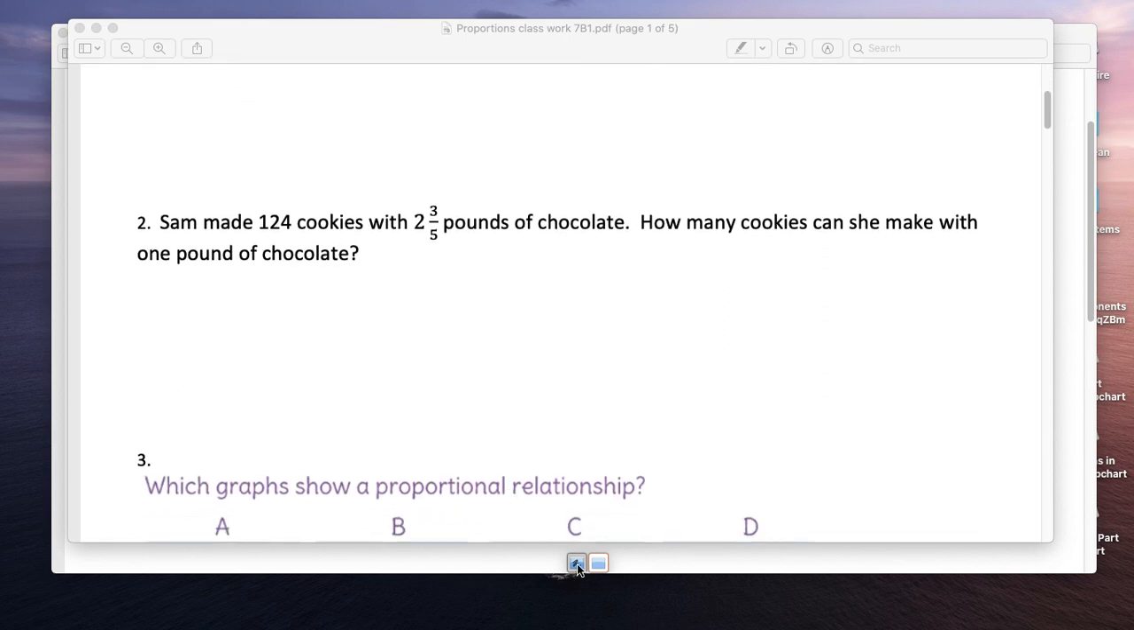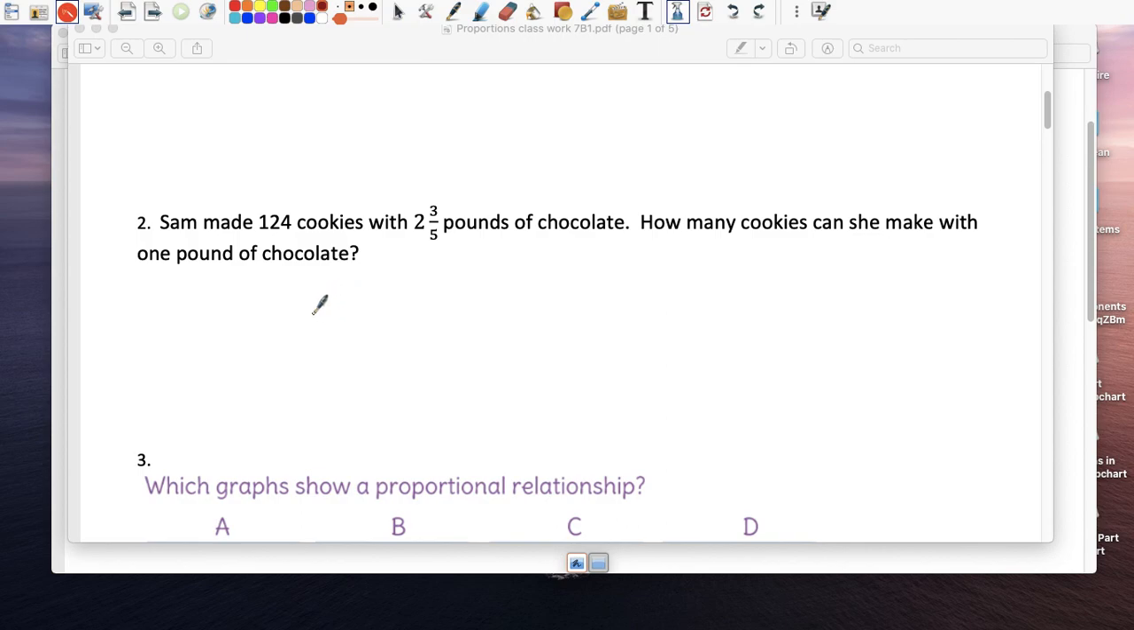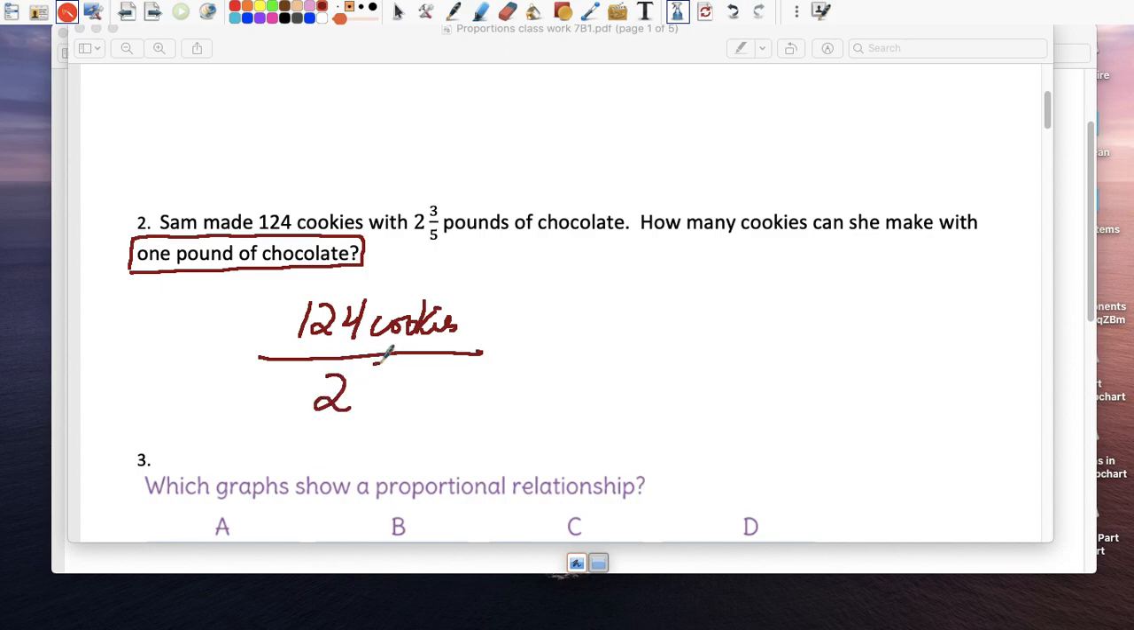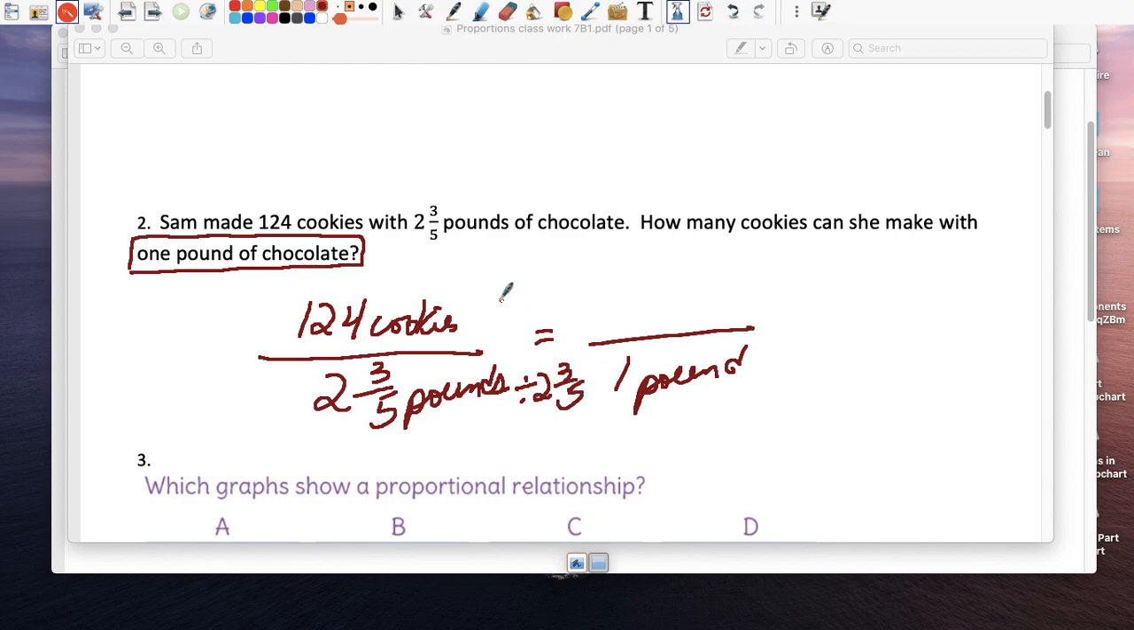All right, so again, we're going through the process of writing this properly. 124 cookies. It says per 1 pound, so we want the unit rate per 1 pound. So pound goes at the bottom. 2 3/5 pounds of chocolate, and we want to change this to 1 pound. So literally, we're just dividing the top by the bottom. So this is divided by 2 3/5, and because we have a calculator, it's 124 divided by 2 3/5.